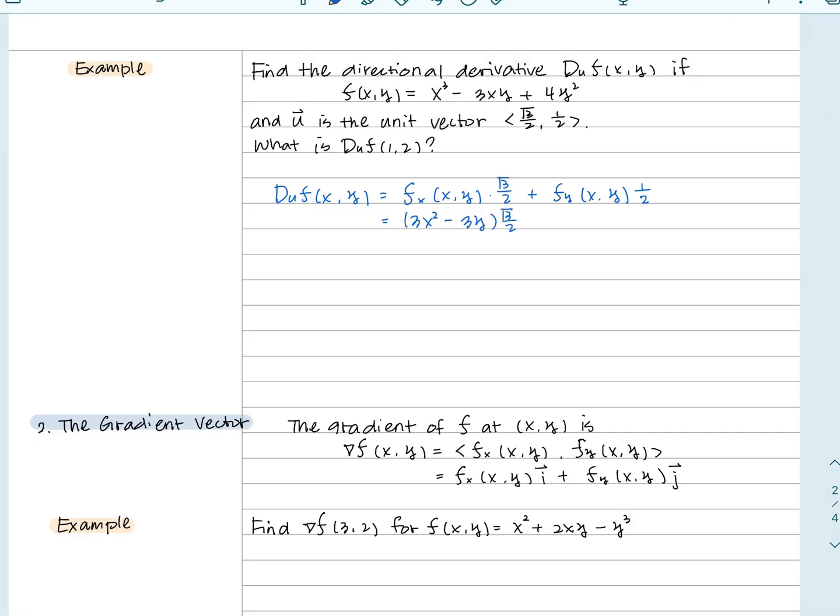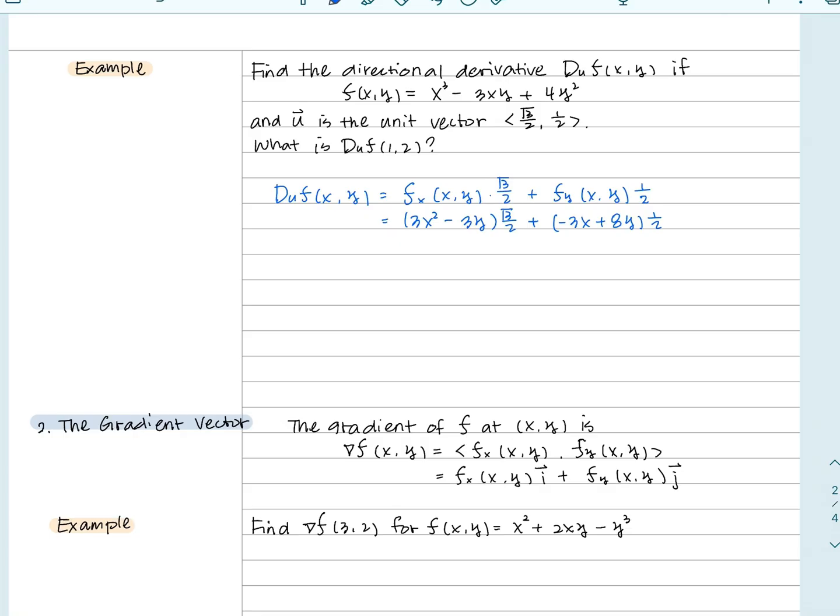Times square root of 3 over 2. And now let's see the partial derivative with respect to y. Then x is a constant. So I got a minus 3x. So 0 minus 3x, and then plus 8y, times 1/2. So that's the directional derivative of the function at any point (x, y).